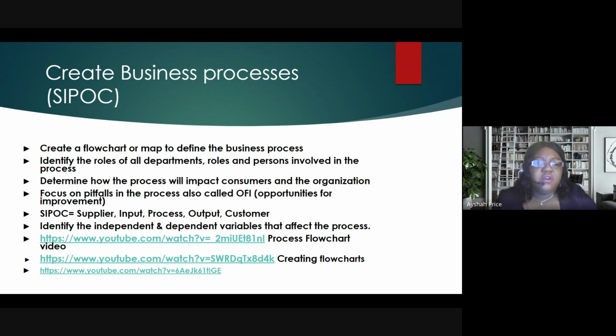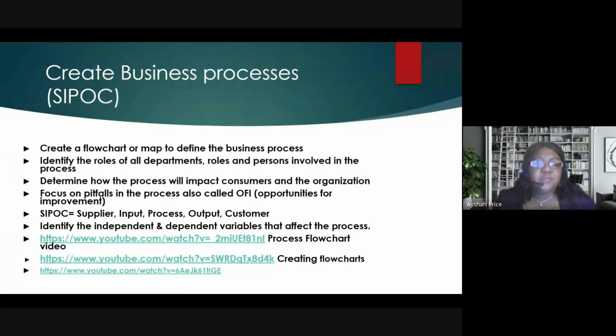So you're really changing the process map. And you're really going back in and defining what those challenges are. And that's what we call OFI, opportunities for improvement. Because, like you said, everyone makes mistakes.